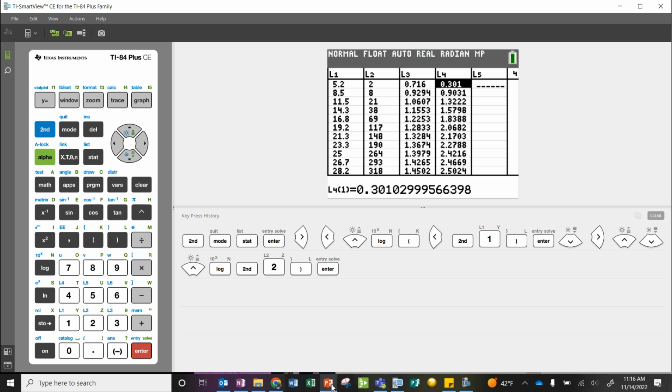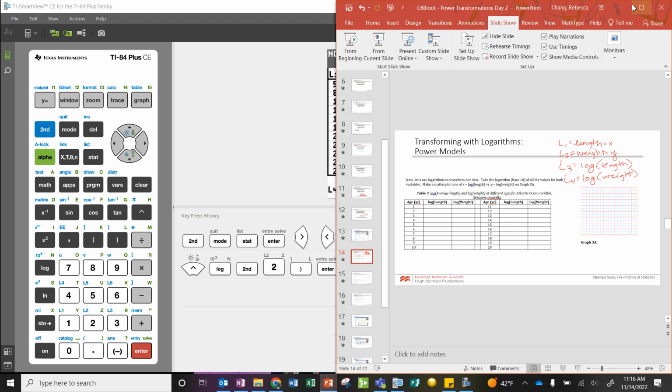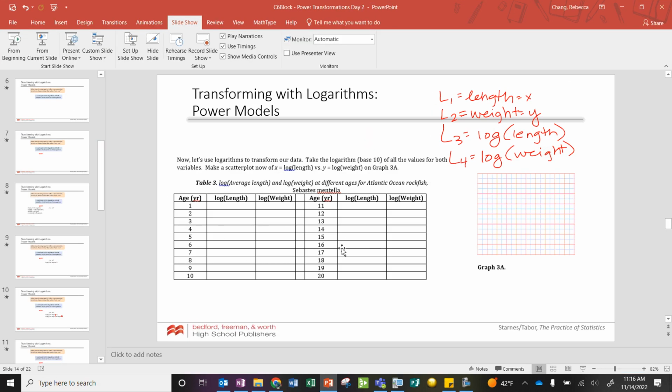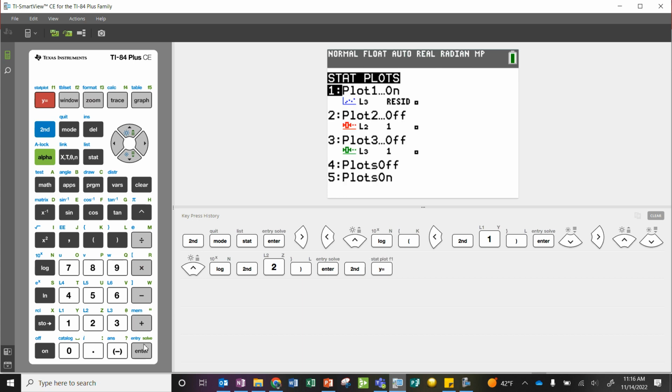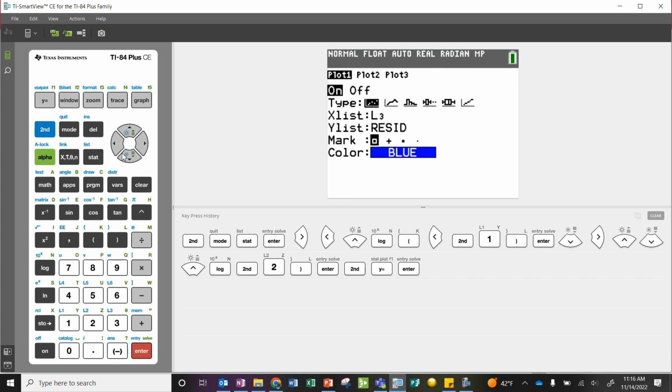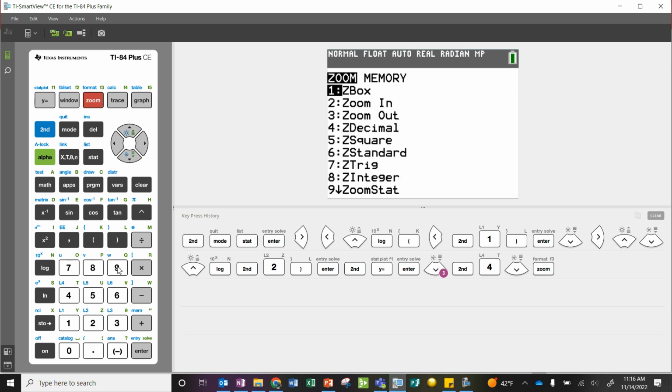So if you want to, you could fill in all these values here in the table on your paper. But then I'm going to make a scatter plot. What does the log of the lengths plotted up against the log of the weights look like? So I'm going to go into second stat plot. I'm going to make a scatter plot, but now I want L3 versus L4, right? I'm going to hit zoom 9 or zoom stat.